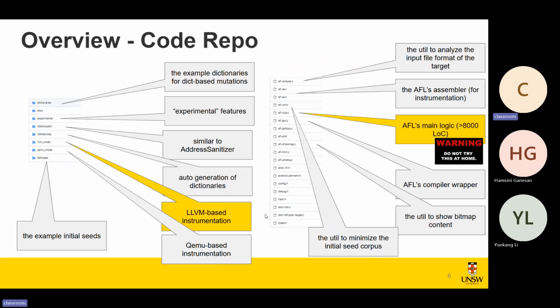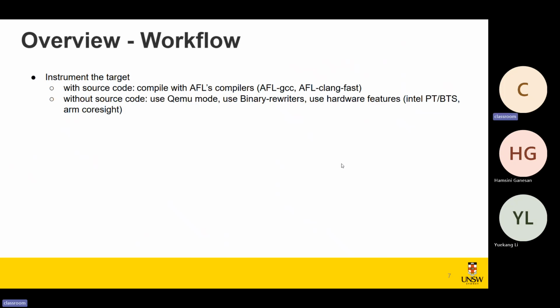And so you can see that most of the files are related to either instrumentation or the main logic. And actually the main logic is only inside one single file. So the overall workflow of AFL is that first we need to instrument the target. And we can instrument the target with or without source code with all the previous utilities we have learned.